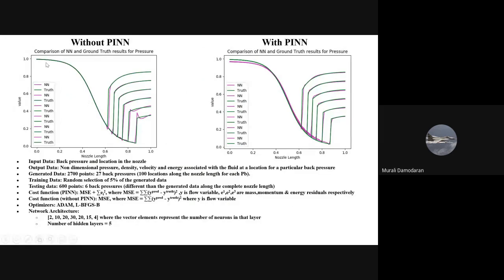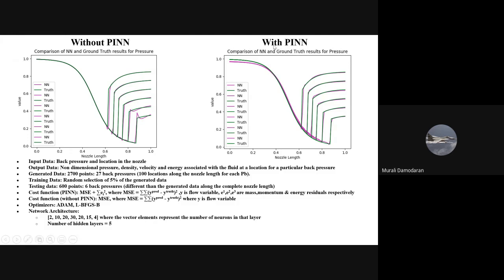This is the pressure distribution for different back pressures. The green lines are the ground truth because they can be estimated by one-dimensional gas dynamics or even from a 1D CFD code. And the purple lines you see are the ones predicted by the neural nets. This discontinuity is where the shock is. If you just use the normal physics-uninformed network, there's no physics, you can see some behavior, but it is not quite okay.